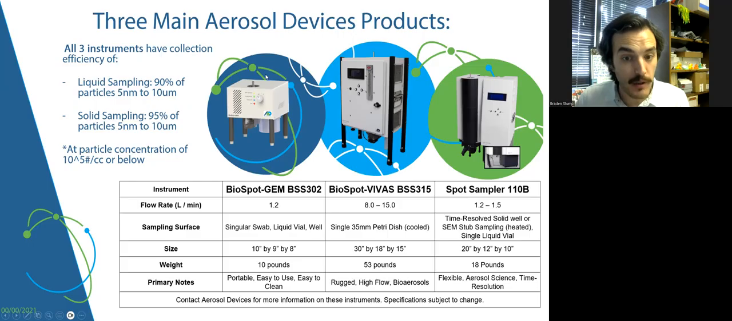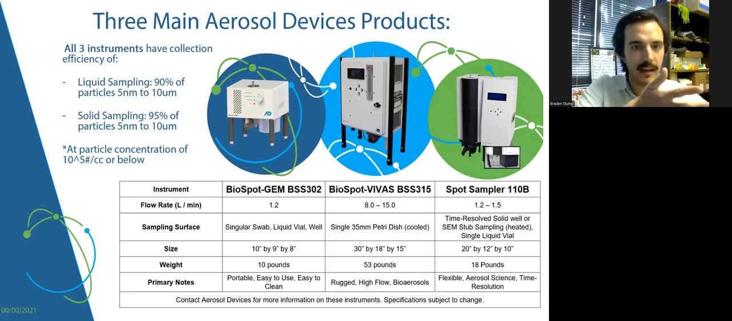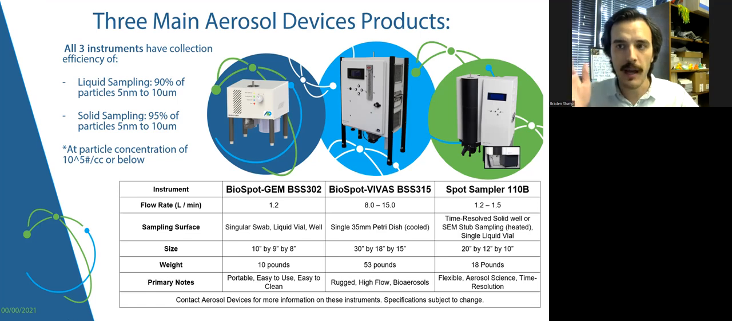But that said, moving from the BioSpot Gem to the Spot Sampler 110B, the spot sampler is a little bit less industrial health, indoor air quality aimed compared to the BioSpot Gem. The spot sampler is the most flexible, I would say, and also our oldest instrumentation line. So it's slightly larger, 18 pounds compared to the 10 pounds of the Gem, about double the volume. But it has been utilized in aerosol chemistry, aerosol science, bioaerosol runs.